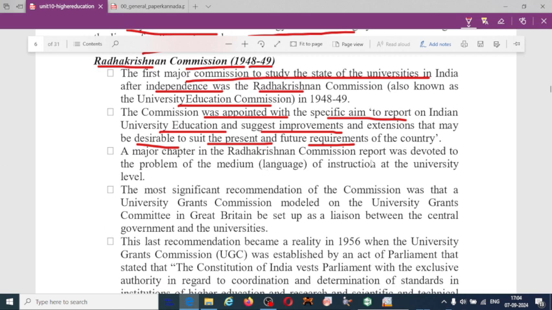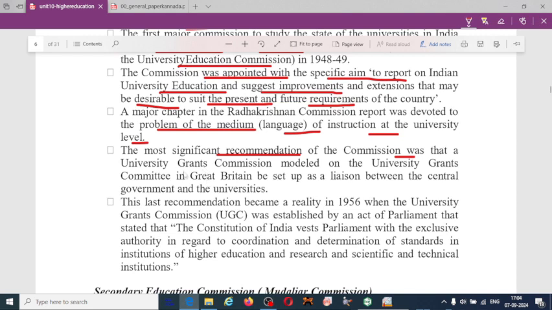The major chapter in the Radhakrishnan Commission report was devoted to the problem of the medium or the language of instruction at the university level. The most significant recommendation of the commission was that University Grants Commission (UGC), modeled on the University Grants Committee in Great Britain, be set up as a liaison between the central government and universities. This last recommendation became a reality in 1956.